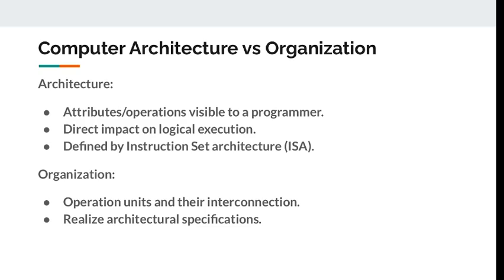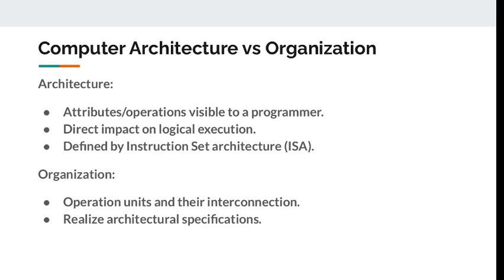So basically, architecture is all the attributes and operations that are visible to the programmer, and they have a direct impact on the logical execution. So how you're going to program your computer and which type of operations you're going to be able to do, that's the task of the designer of the architecture. And the architecture is defined by the instruction set architecture. That's a set of instructions and possible operations that you have available.